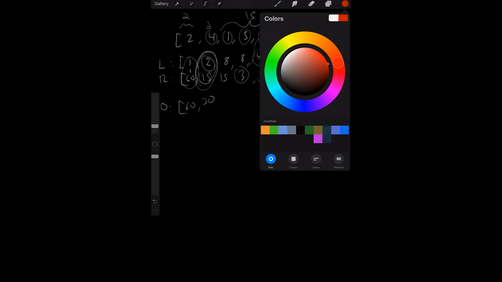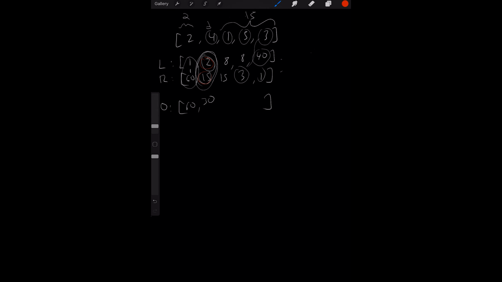2 times 15, and then you see 2, and then the product of my right side is 15. So you literally just multiply these together. Remember what I said? It's 120. Yep, 120. And then 3 times 8, 24, and then 40. Right? So that's really cool.